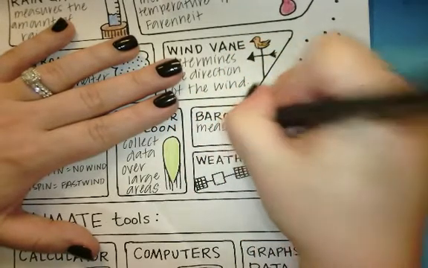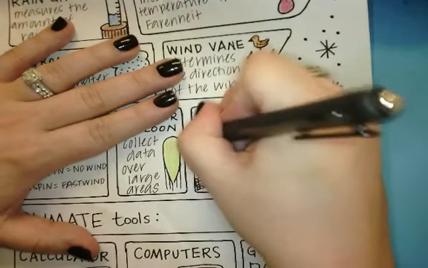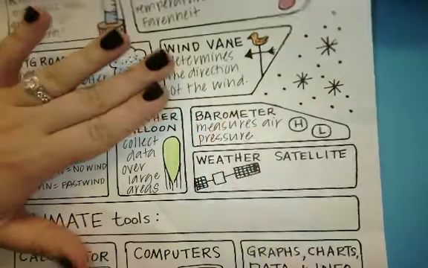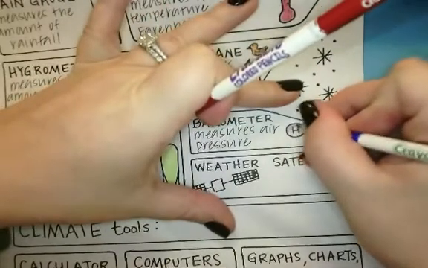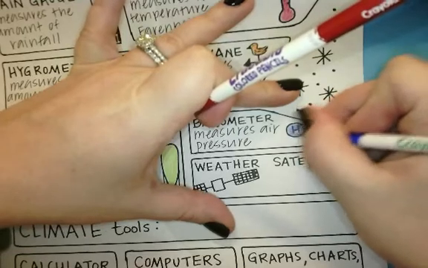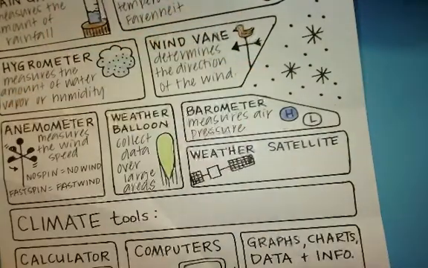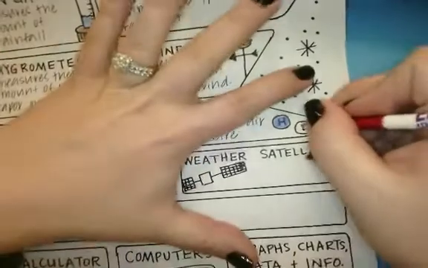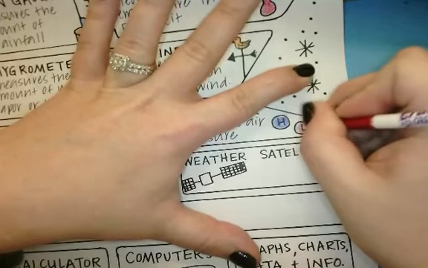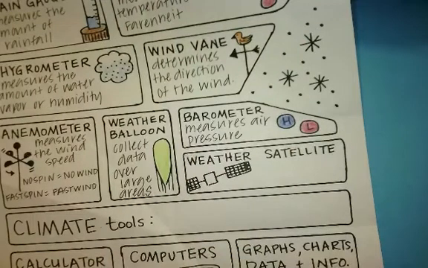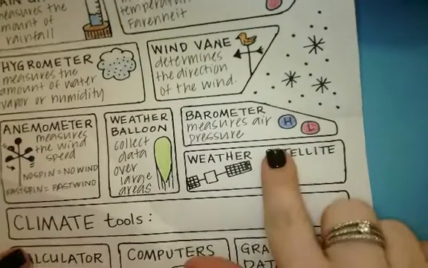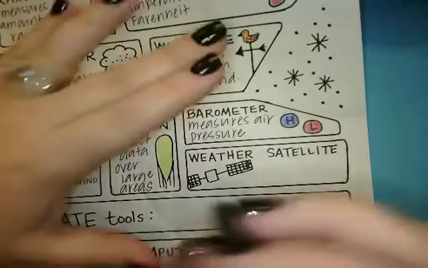All right, a barometer is next. It measures air pressure. And we are going to pull our red and our blue. We're going to color the H blue. The H will be blue, and that is your heavy, cold air. And your L is going to be red, and it is your warm air rising.